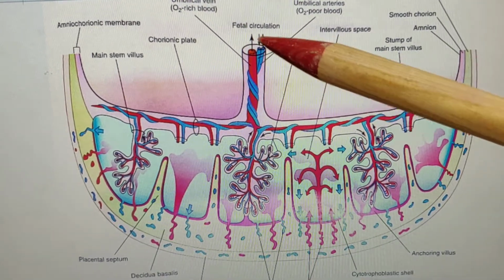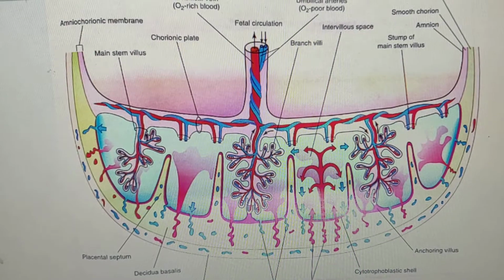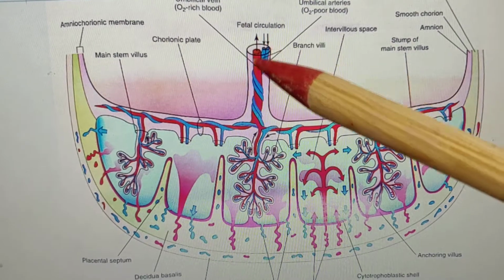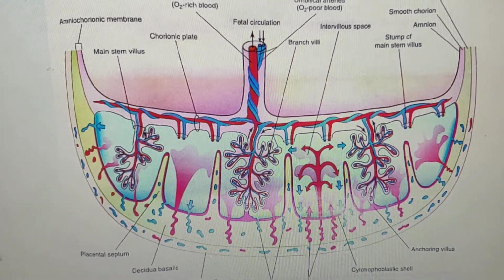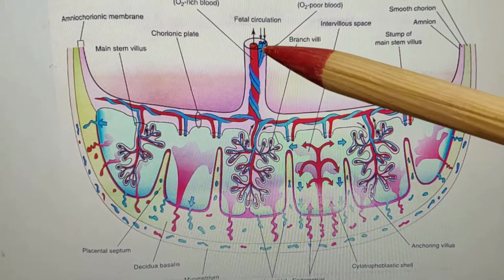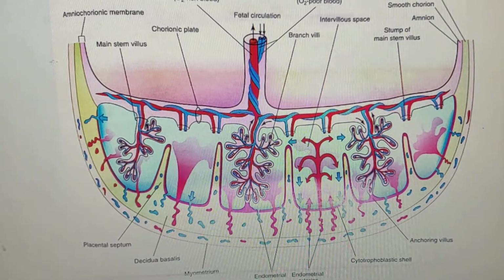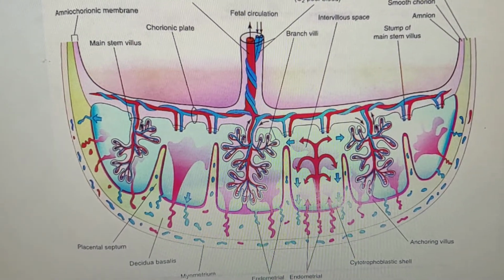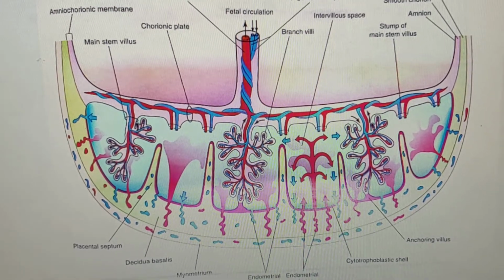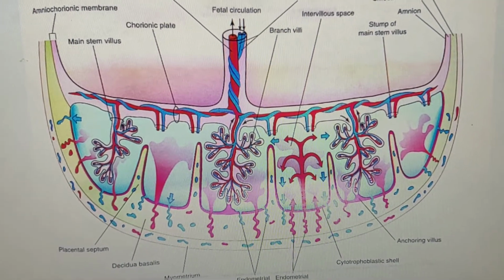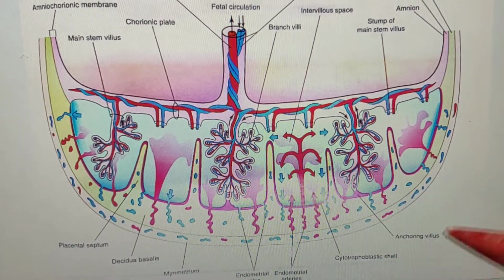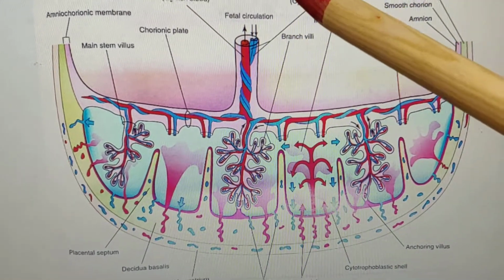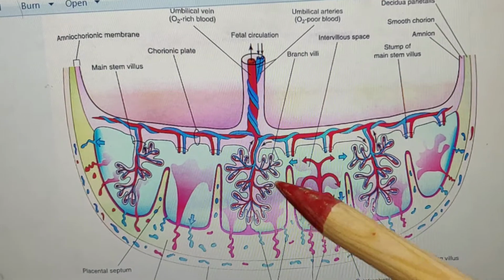Like the pulmonary vein, it carries the oxygenated blood from the placenta to the fetus. See the direction of the red vein. Now these two blue structures represent the umbilical artery. Their function is similar to the pulmonary artery, that carries the deoxygenated blood from the fetus to the placenta for oxygenation. Means oxygenated blood goes away from the placenta while the deoxygenated blood comes towards the placenta.